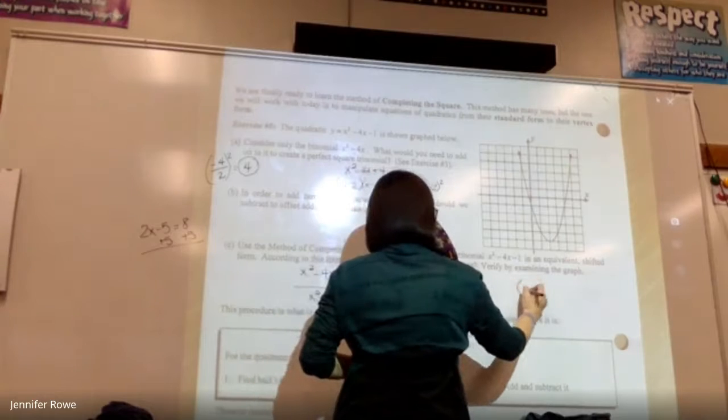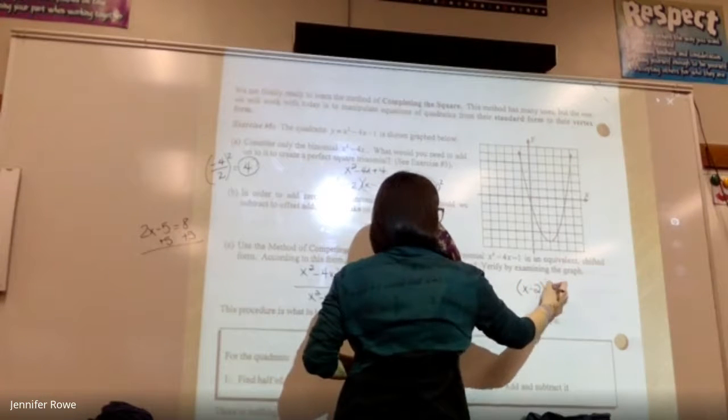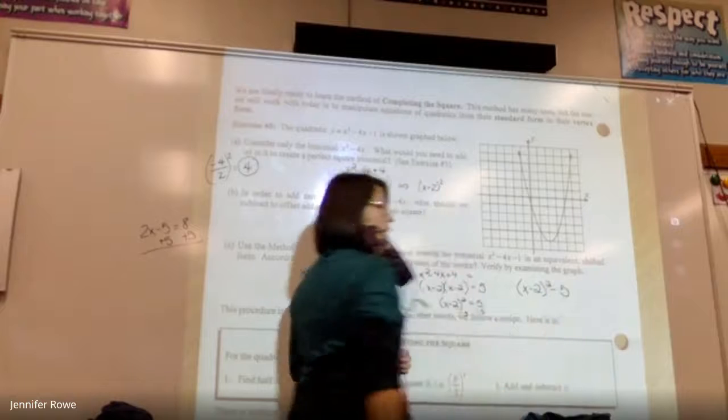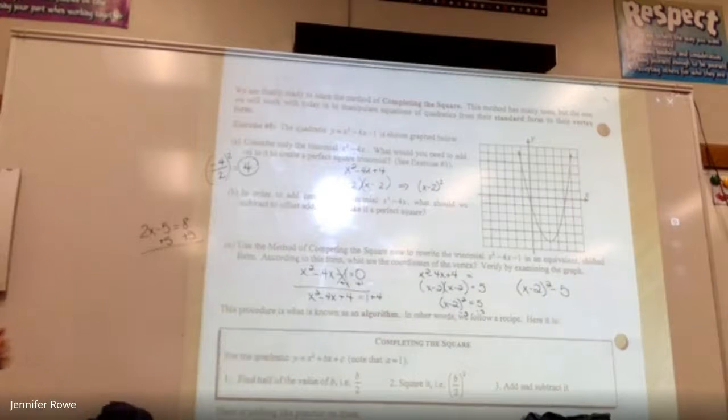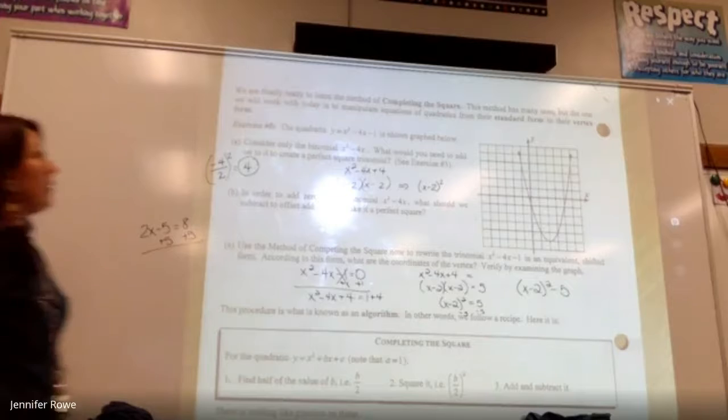So I have x minus two squared minus five. Now, according to that, what should be the vertex of our parabola? Two, negative five.